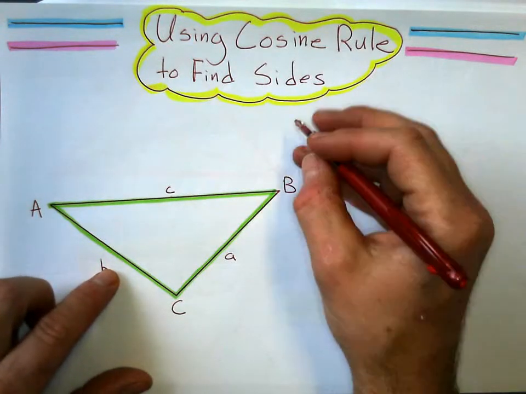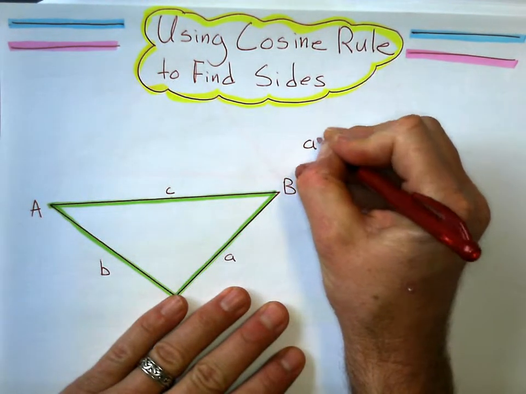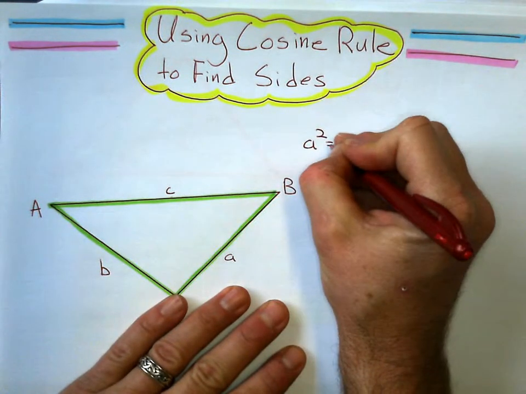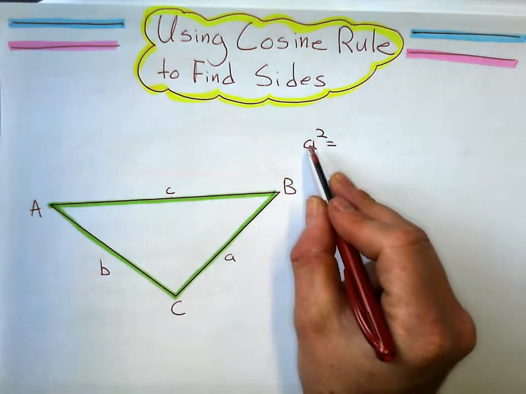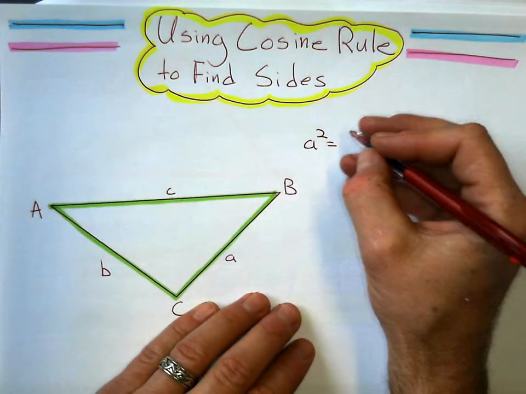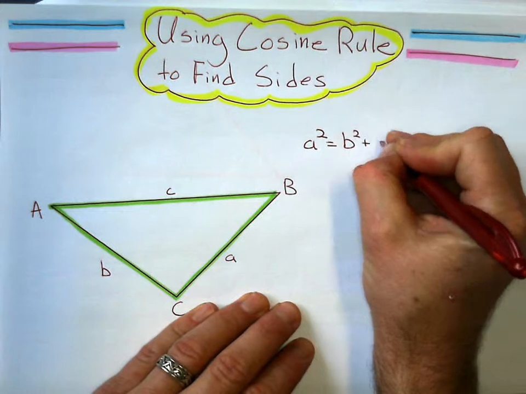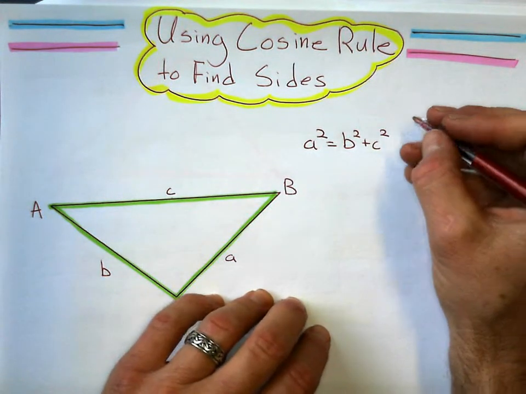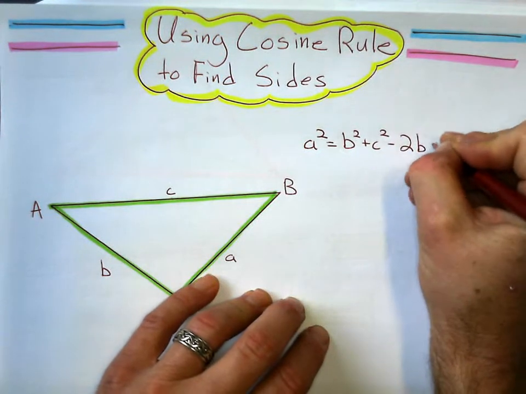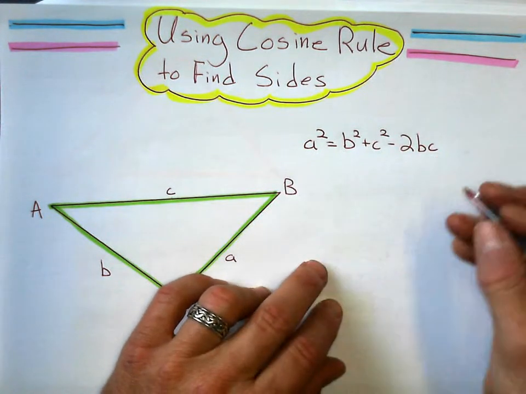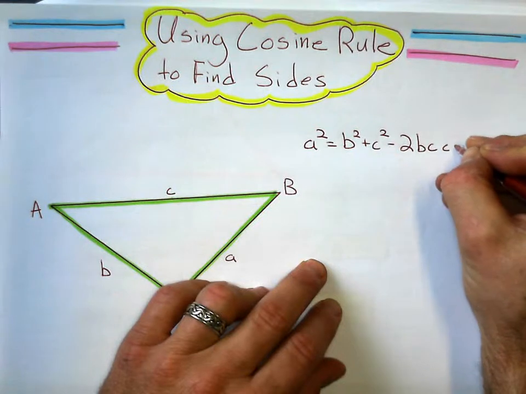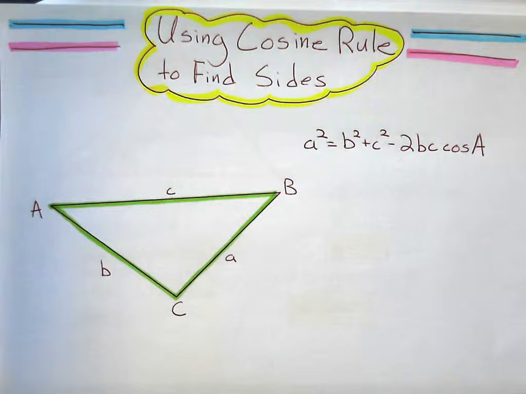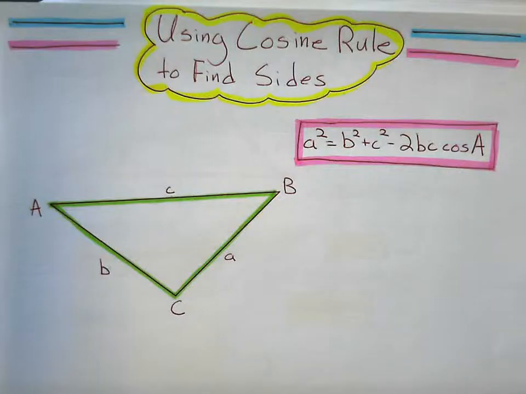And this is the only formula we have in this trigonometry unit where the side we're looking for is not a variable by itself, so it'll be a squared, and this formula is given on the test. A squared equals b squared plus c squared minus 2bc times cosine of angle A.